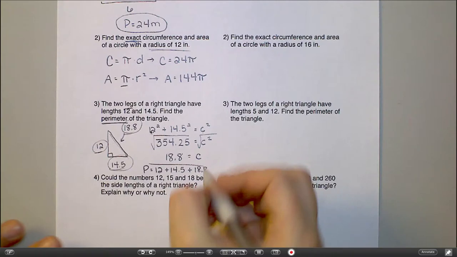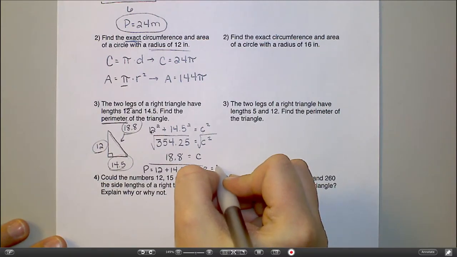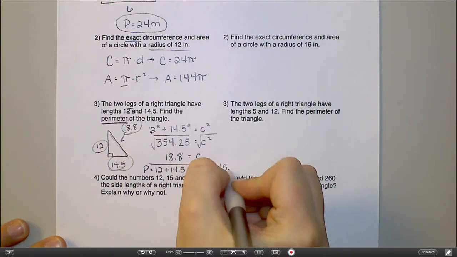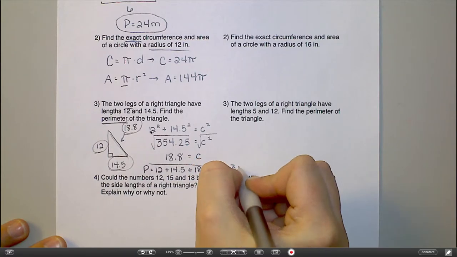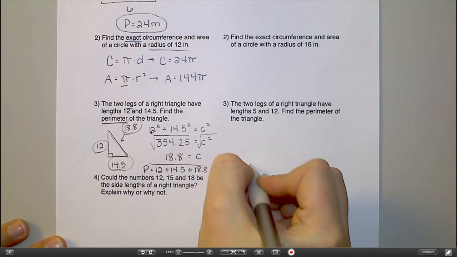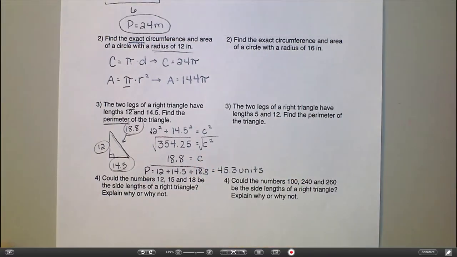I got 45.3. Do you agree with that? And that would just be units. Okay, 45.3 units. Questions on that?